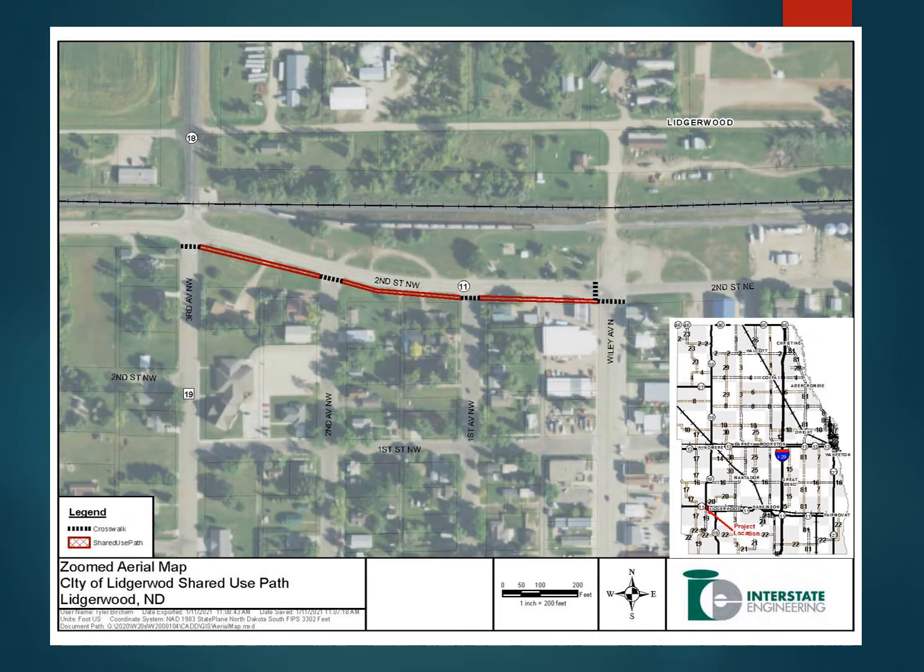On this next slide is a picture of the proposed route for the proposed sidewalk shared use path project in the town of Lidgerwood. The town of Lidgerwood applied for and received grant funds from the North Dakota DOT for a North Dakota Streets project. This project would go from 3rd Avenue Northwest east along the south side of State Highway 11 and 18 all the way to Wiley Avenue North, as is depicted by the red line shown on the attached map.